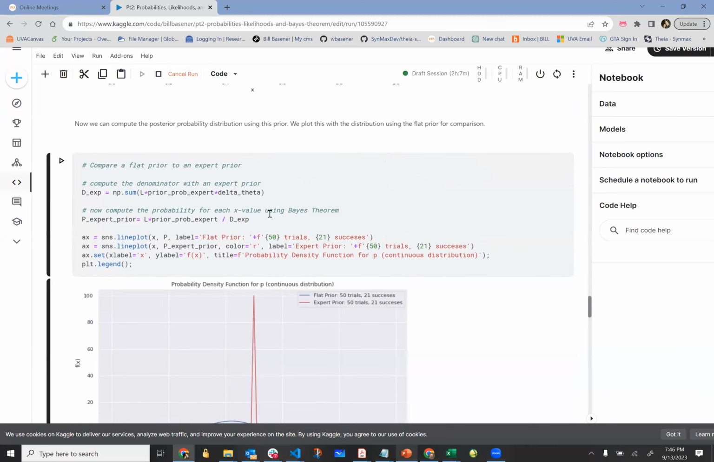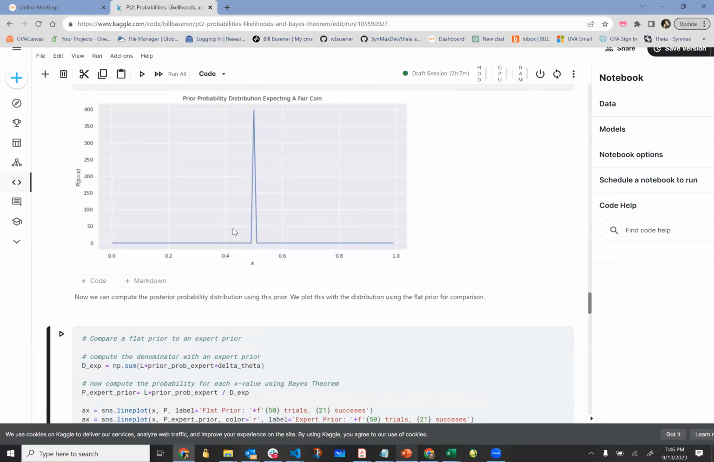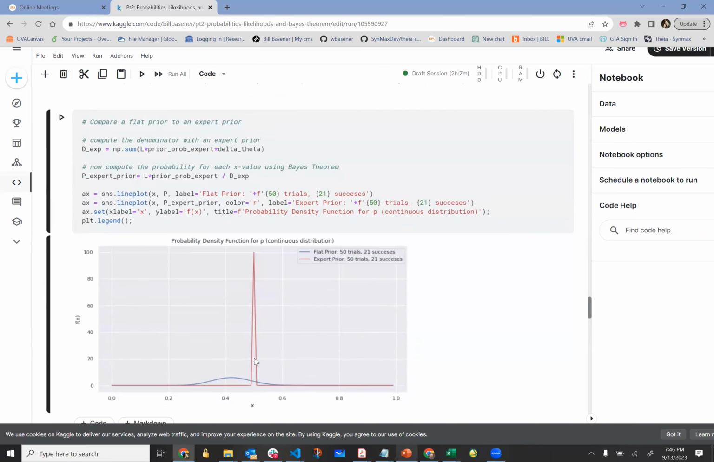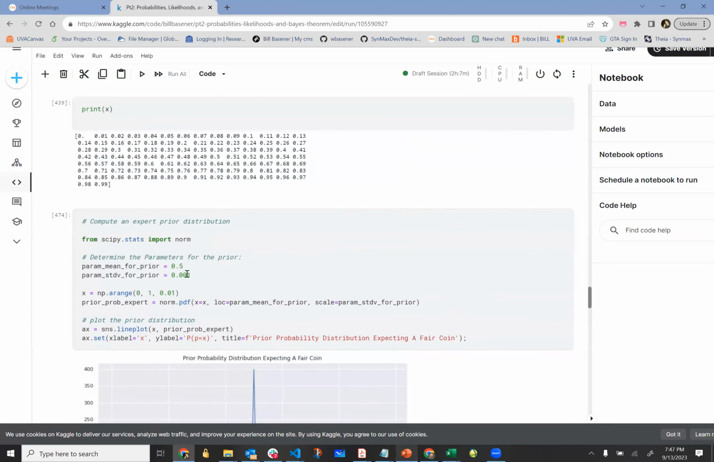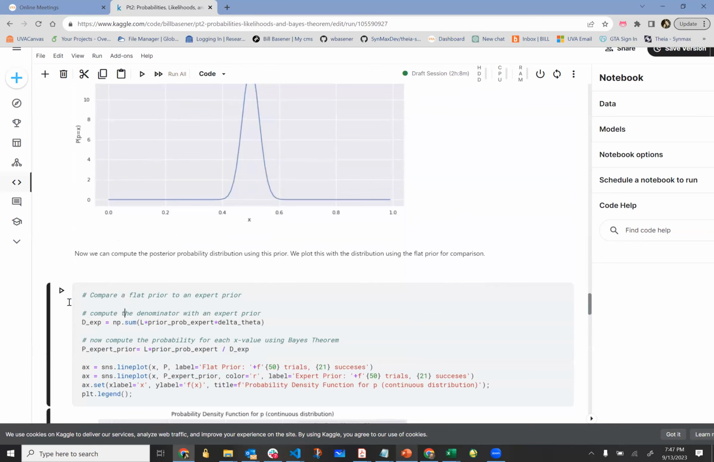So if I rerun this, now the red is the posterior probability distribution with an expert prior. I did 50 trials and 21 successes, but I put a really strong prior up front. So my prior belief is dominating the data, right? Here's my prior, and the data almost gets ignored. That looks a lot like the prior. Let's leave it like this and then go here.